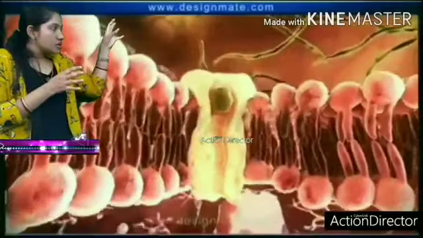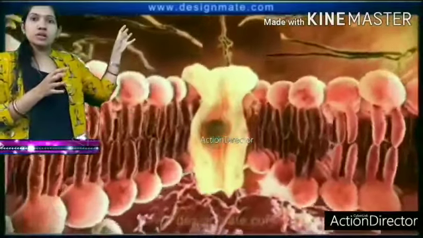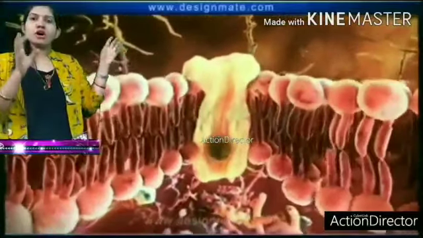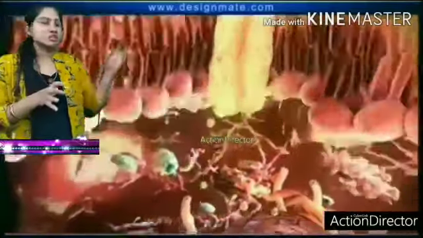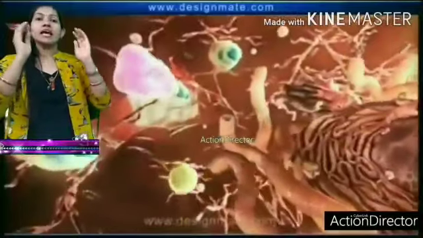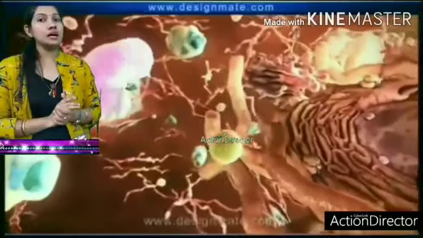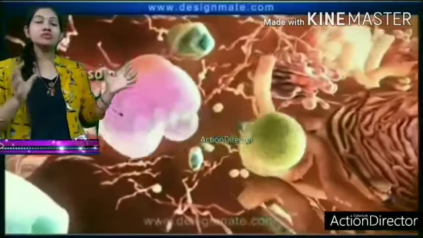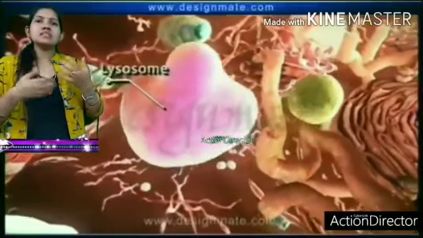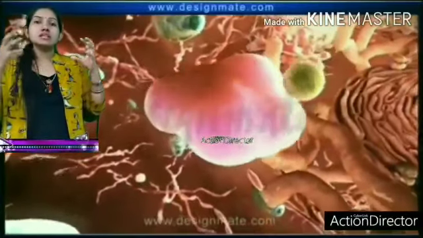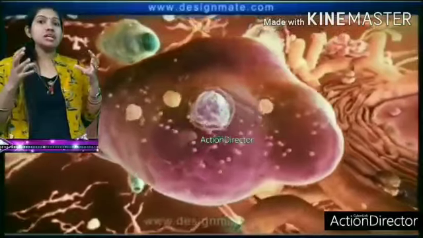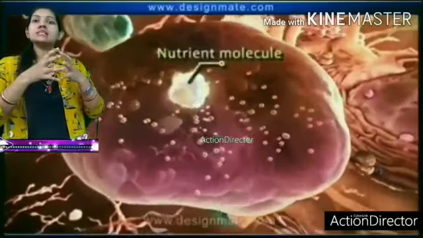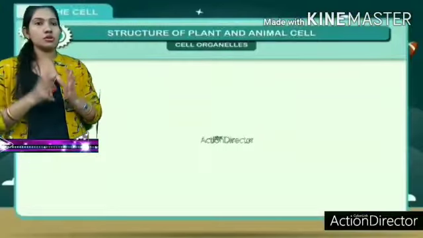You can see here, whenever some proteins, bacteria or viruses enter the cell, they pass on to the lysosome, and the lysosome produces digestive enzymes. Some of the digestive enzymes are produced inside the lysosome, which digest the protein. Okay, this is the work of the lysosome.